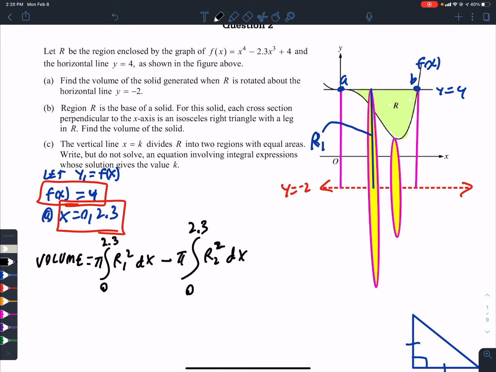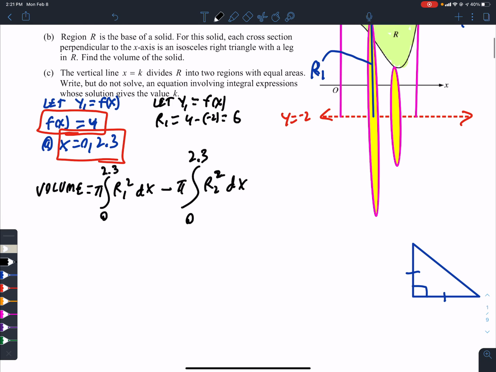So here's another thing you don't have to do. I'm going to let y1 equal f of x, because that's what I stored in my calculator. So R1 is big Y minus small y. Well, the bigger Y is right here, 4, and the smaller y is right here, it's -2. So it's going to be 4 minus -2, which is 6. So in my formula here, 0 to 2.3, R1 is going to be 6 squared dx.